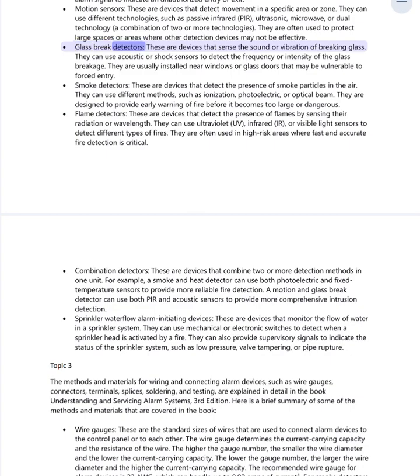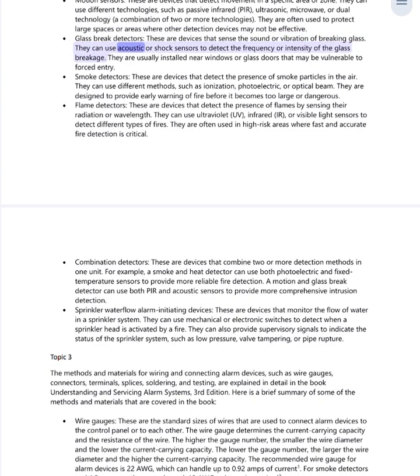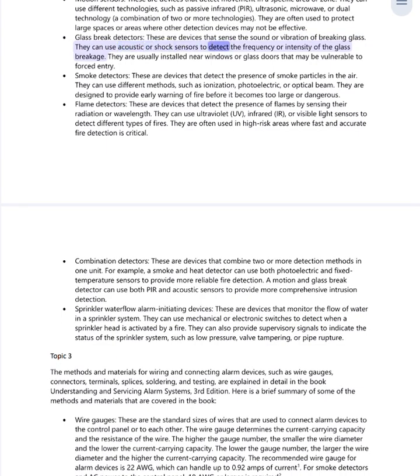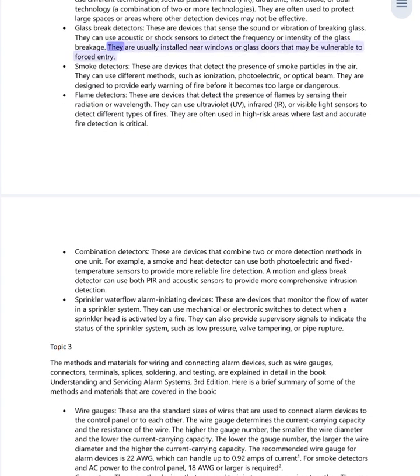Glass break detectors. These are devices that sense the sound or vibration of breaking glass. They can use acoustic or shock sensors to detect the frequency or intensity of the glass breakage. They are usually installed near windows or glass doors that may be vulnerable to forced entry.